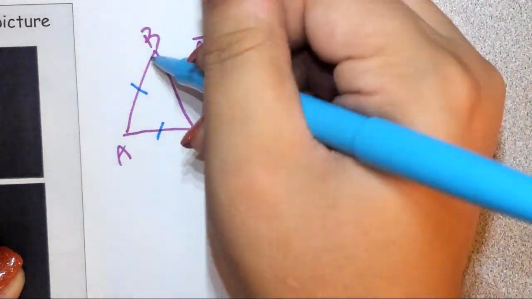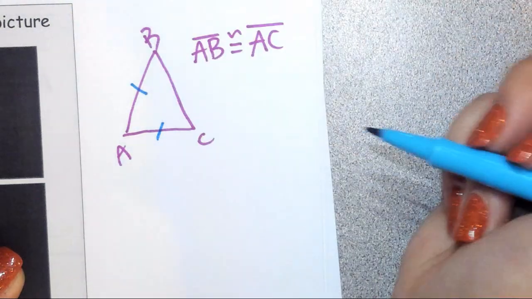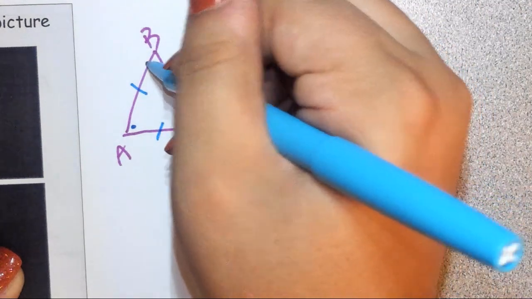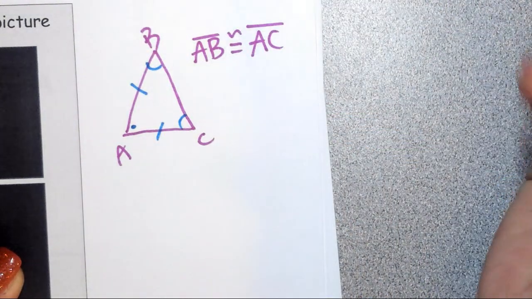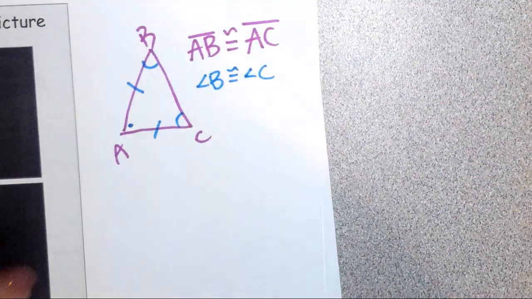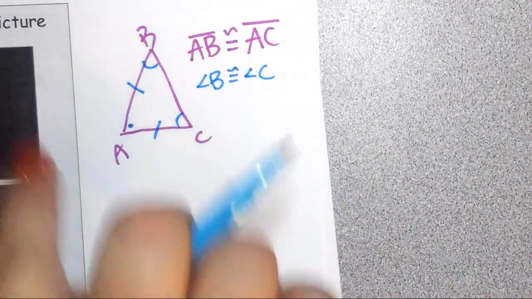Besides it's an isosceles triangle, that A would be the vertex. B and C are the base angles, therefore angle B is congruent to angle C. Okay? And I can always flip that around, make it any way I want.